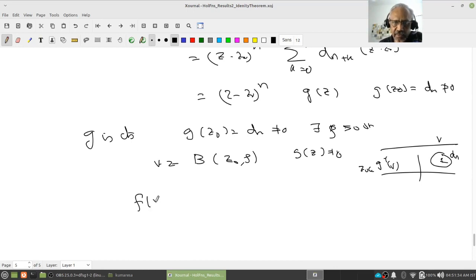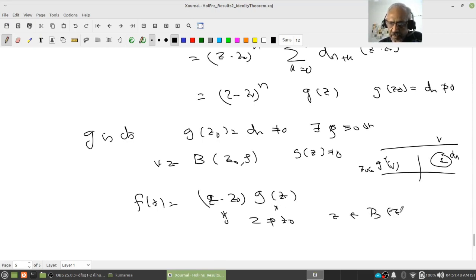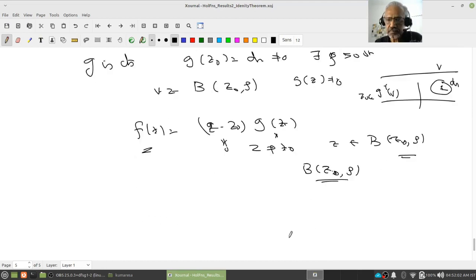Now what is f of z? f of z is (z minus z naught) into g of z. Therefore, for z not equal to z naught, this is non-zero, and we know g is also non-zero for all z in B_z naught of rho. Therefore I have proved there exists a rho positive so that on B_z naught of rho, the only zero of f is z naught. Okay, pause, review, proceed.